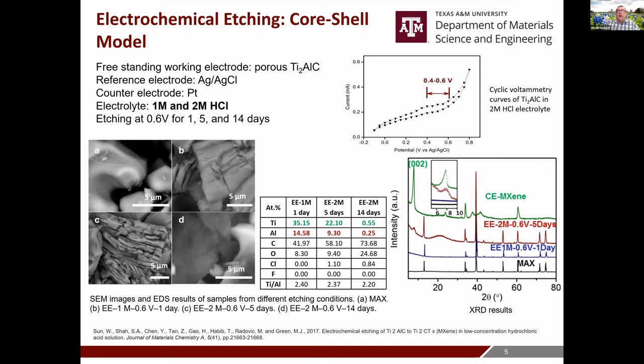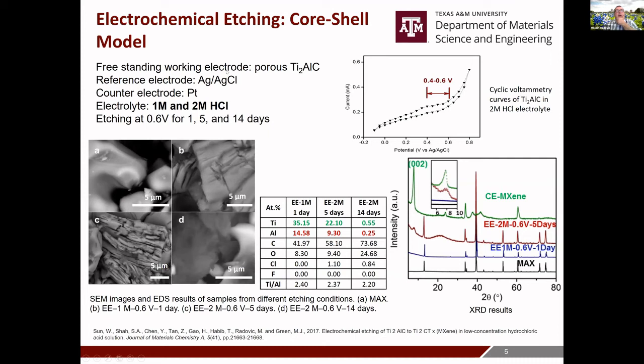But when we look more carefully at the cyclic voltammetry results shown here, we can see one step at about 0.4 to 0.6 volts. And that's actually associated with the first removal of aluminum by electrochemical etching, before we start completely removing titanium, in the case of titanium aluminum carbide.